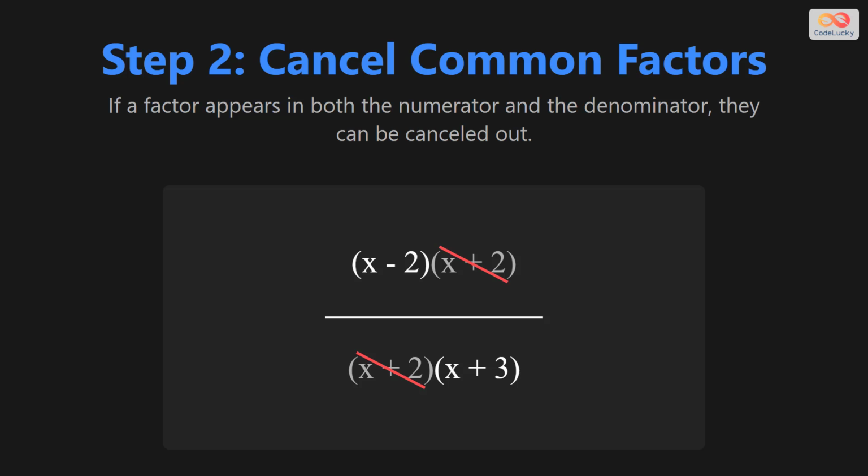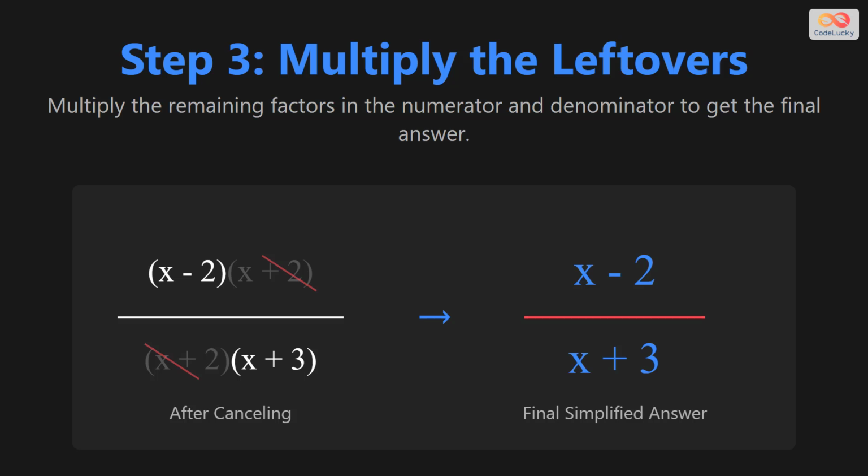Once everything is factored, look for any factors that are identical in both the numerator and the denominator. These are common factors, and they can be cancelled out. This is like dividing the top and bottom by the same thing. After you have cancelled all the common factors, it's time for the final step. Take whatever is left in the numerators and multiply them together. Then, do the same for the denominators. This gives you the final, simplified answer.